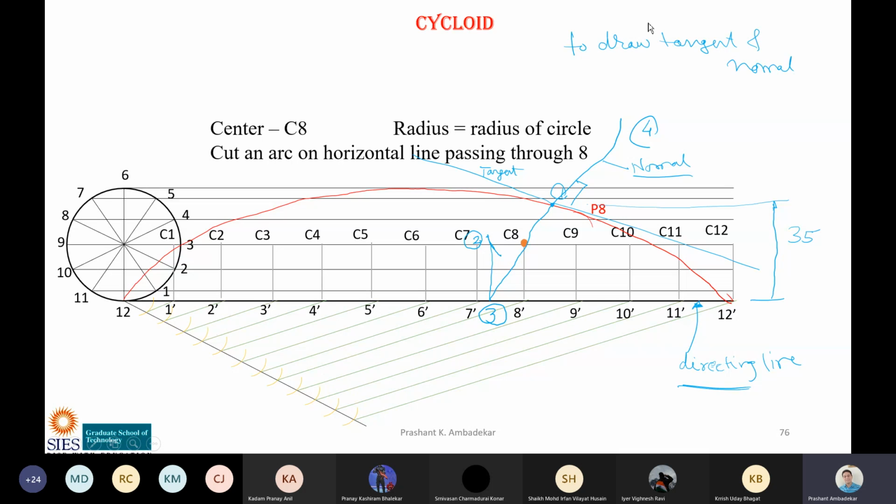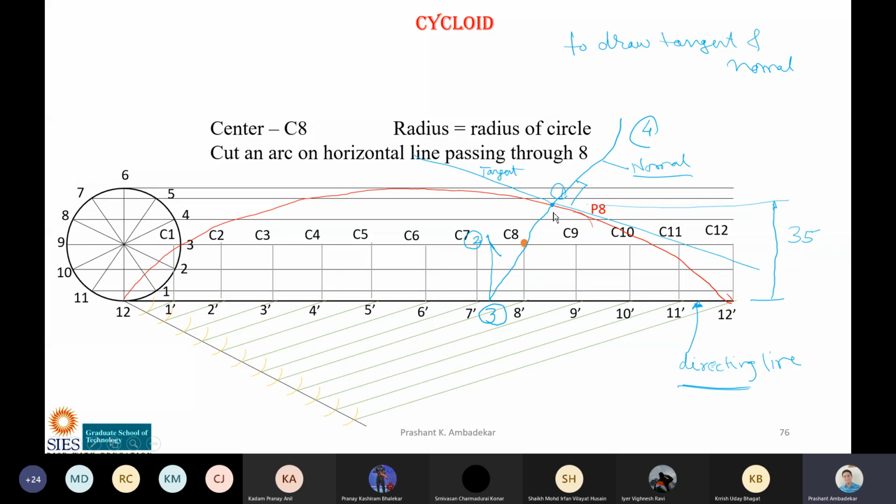But here what I have done, I have mentioned that you have to draw tangent and normal to the curve at a distance of 35 mm. From where? From this horizontal line. What is this horizontal line called? Directing line. So draw tangent and normal to the curve at a distance of 35 mm from the directing line. So what I will do is I will mark a distance of 35 mm and draw a line like this, and it intersects the curve at this point. So how much is this distance now? 35. So this is the first step to obtain point number 1.